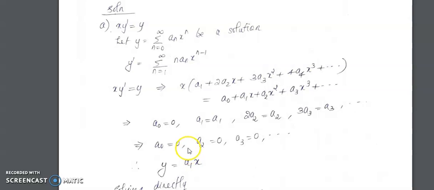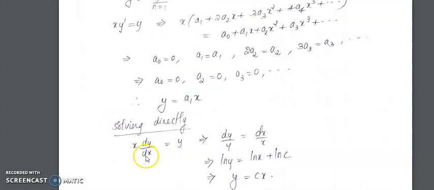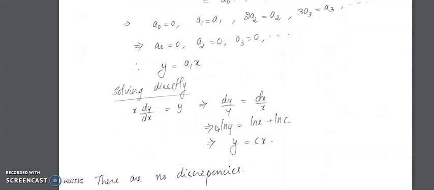Now let us look at the direct solution. When we solve directly, use the variable separable method. So we have the equation x dy by dx equal to y. So dy by y will be equal to dx by x. Upon integrating you will get log y equal to log x plus an arbitrary constant, let me take it as log c. So you will get y equal to cx. So you can see that both the solutions coincide. There are no discrepancies in this case. Both the solutions are the same.